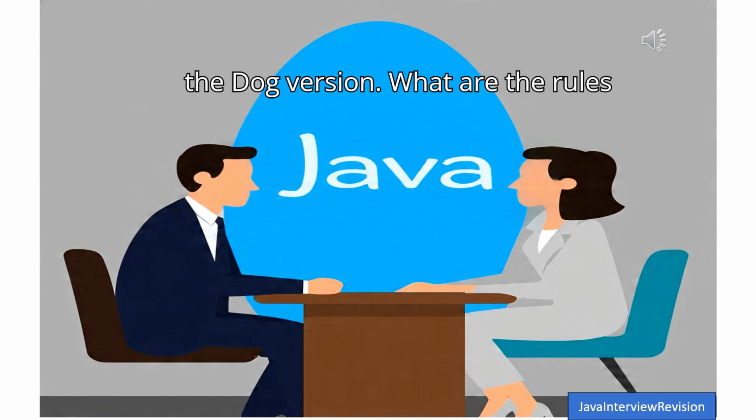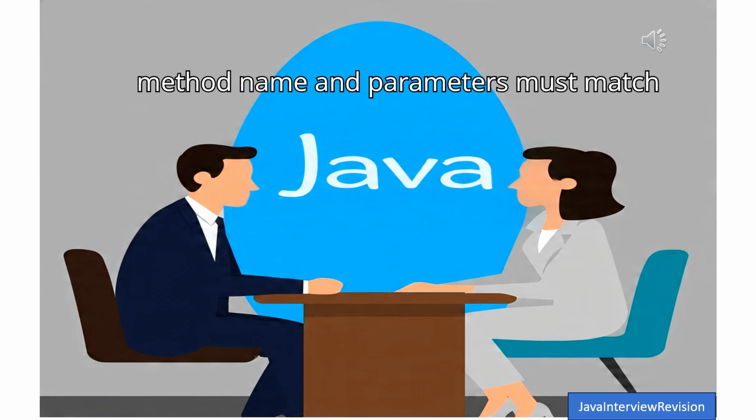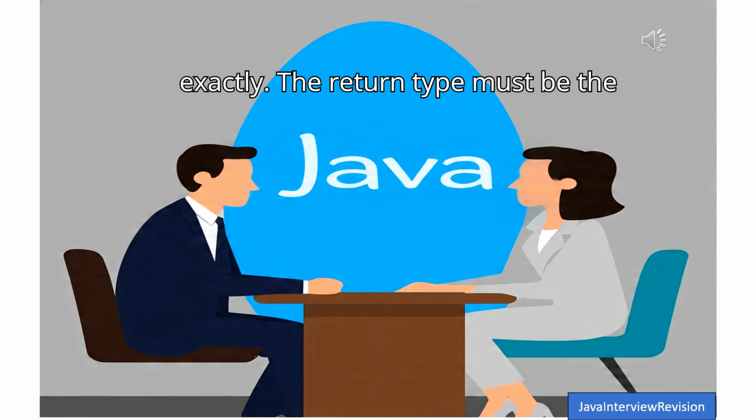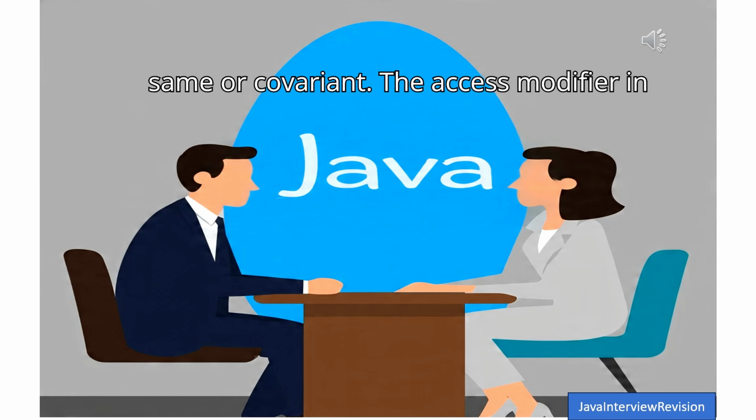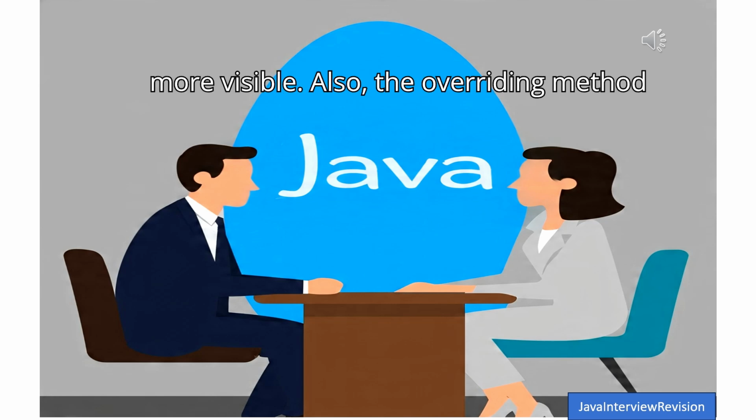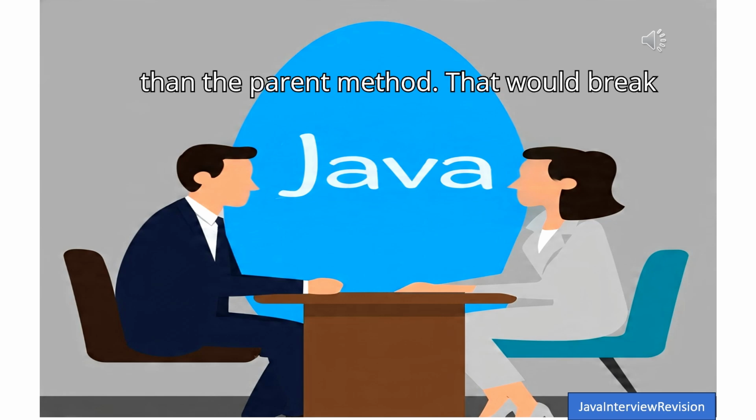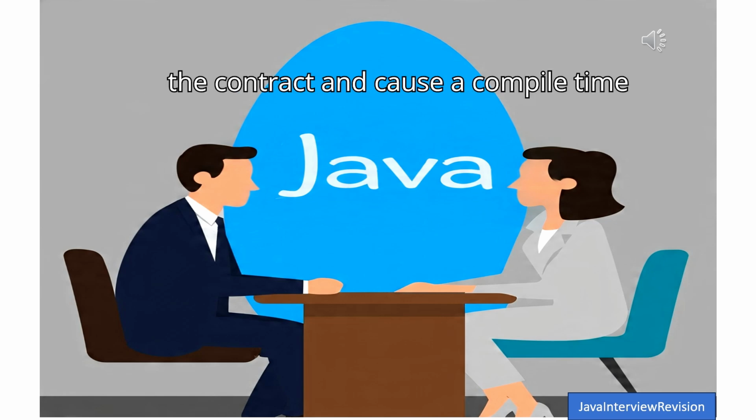What are the rules for overriding? There are several. The method name and parameters must match exactly. The return type must be the same or covariant. The access modifier in the subclass must be the same or more visible. Also, the overriding method cannot throw broader checked exceptions than the parent method. That would break the contract and cause a compile time error.